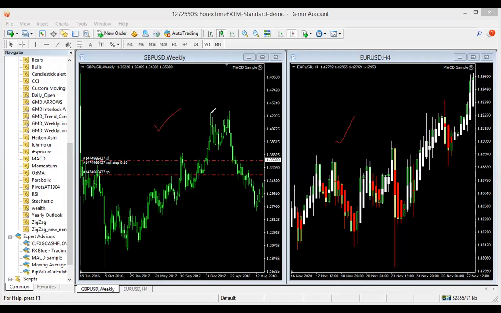Normal candlesticks: if it is a buy candle, it opens from the low and closes at the top. So this is the low of the candle, this is the opening of the candle, this is the high of the candle, and here is the closing of the candle. In Heiken Ashi, it's quite different.